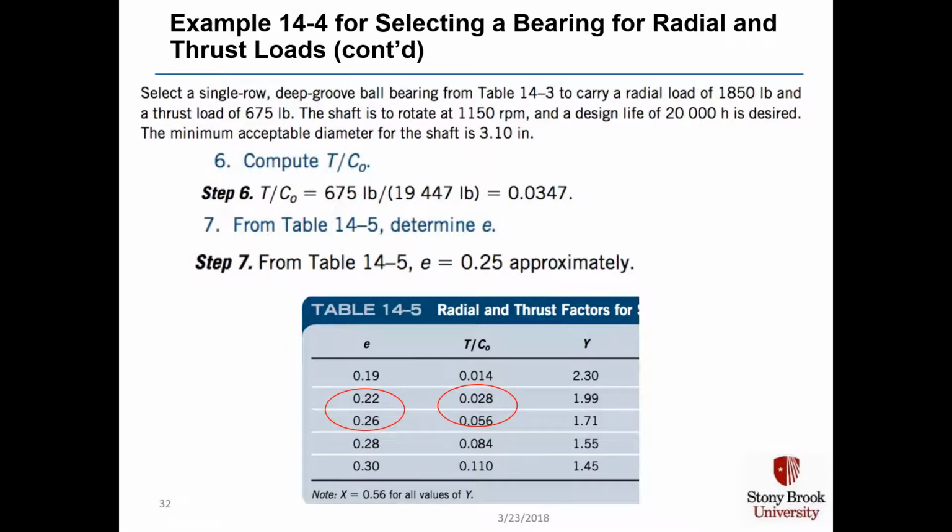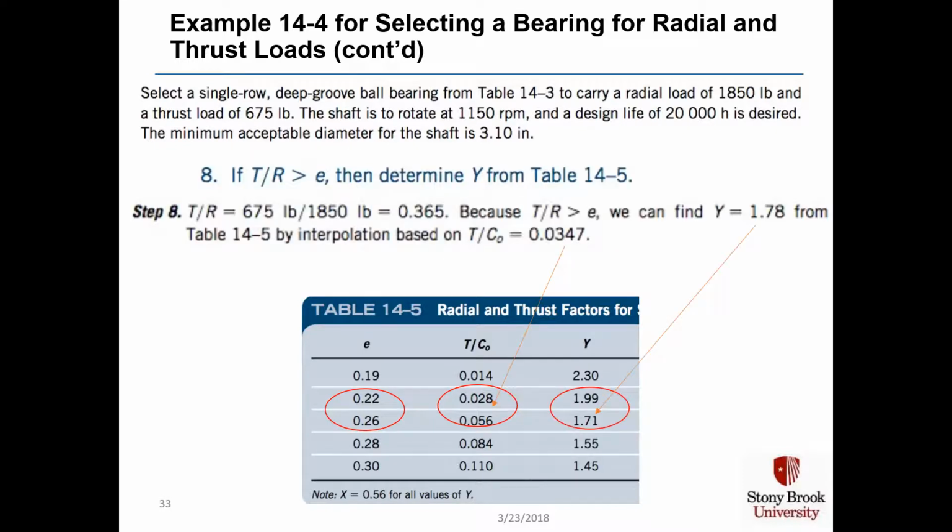Now we have to go to step 6. We have to compute T divided by C sub O, which was in our table 14-5. The T value was 675 pounds. The 19,447 was the static load rating of the bearing, and we get 0.0347. And now we can use our table to interpolate and get a value for E. Notice that T divided by C sub O that we got, 0.0347, is in between the numbers on the chart of 0.028 and 0.056, and so therefore E is approximately 0.25.